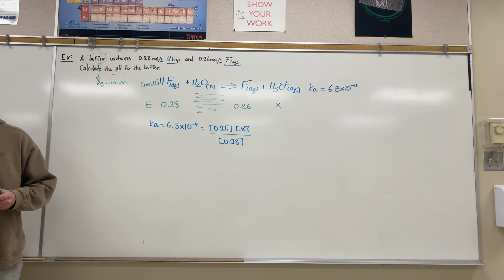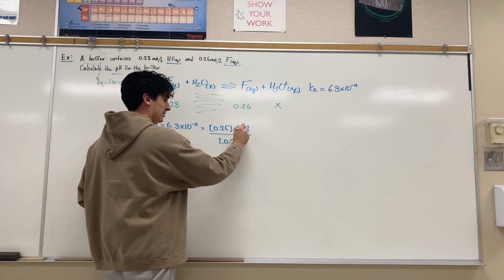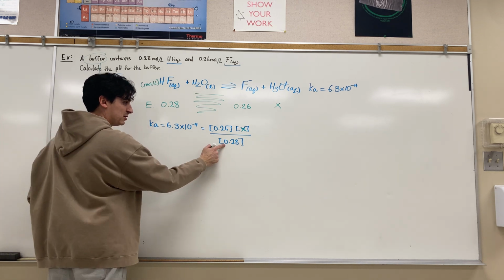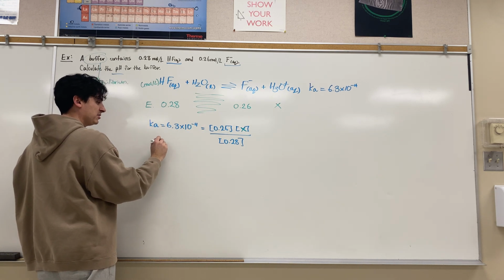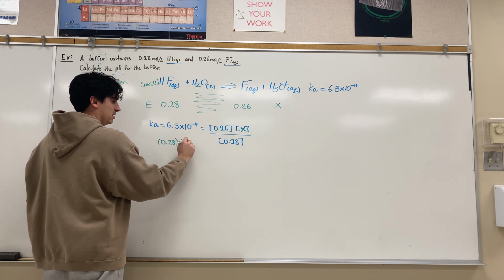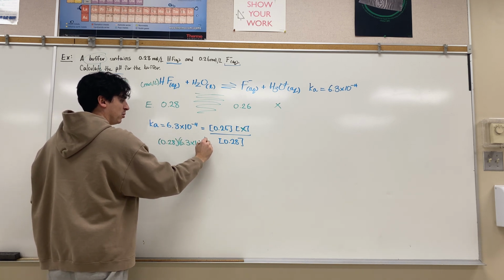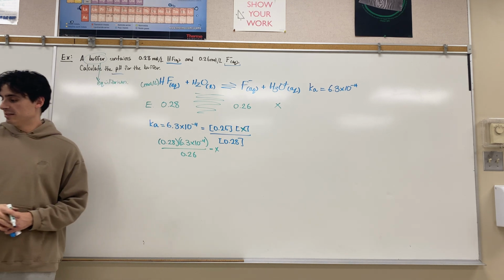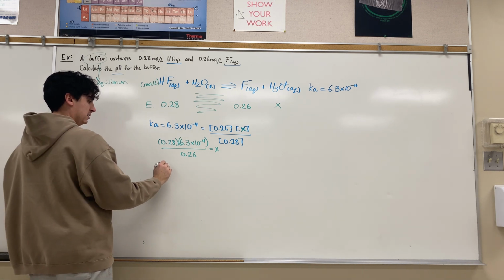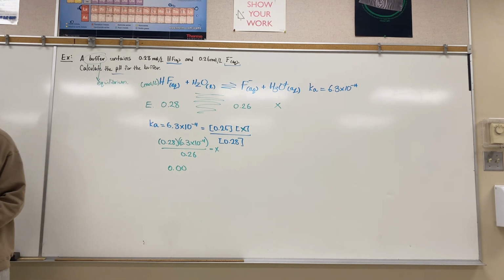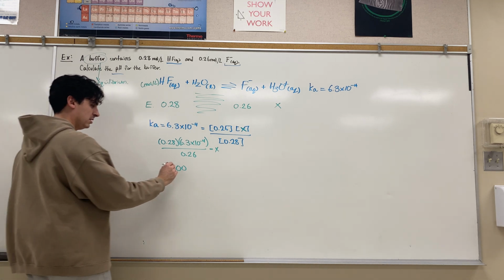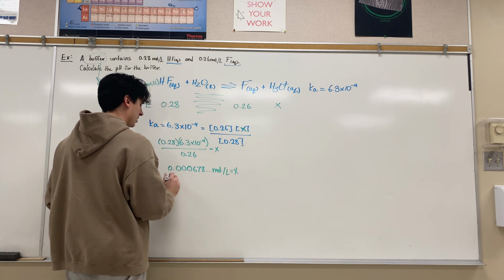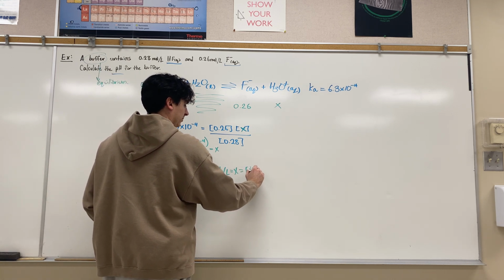Now, all we have to do in this question, ladies and gentlemen, is isolate for x. How do I do that? Well, multiply both sides by 0.28 and divide by 0.26. And what that's going to give us for our x value, do it in our calculator, is 0.000678 moles per liter, because we're talking about concentration of H3O.